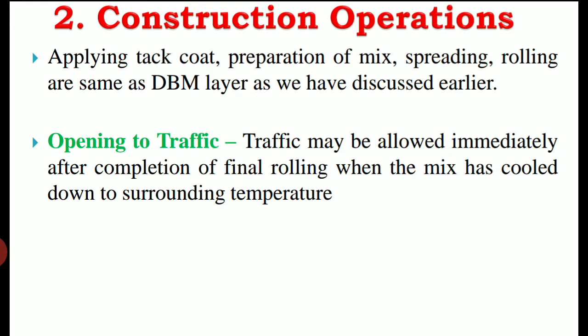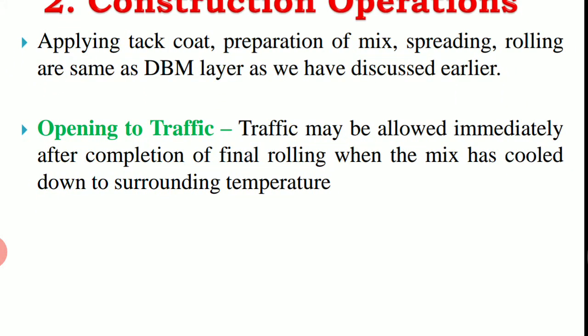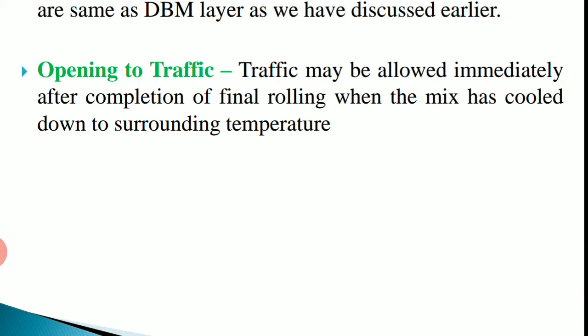And then after the spreading with a uniform thickness, we need to roll it for better compaction. Again, that compaction should reach 98% of the maximum dry density, so that it can be approved further. And then opening to traffic. Here traffic may be allowed immediately after the completion of final rolling, when the mix has cooled down to the surrounding temperature. Usually this bituminous mix is initially at 160 degrees Celsius. When it adjusts to the normal temperature, it takes certain time, right? So we need to finish the rolling part within 100 degrees Celsius, and we need to wait until it gets cold. Once it gets cold, we can open it to the traffic, right?